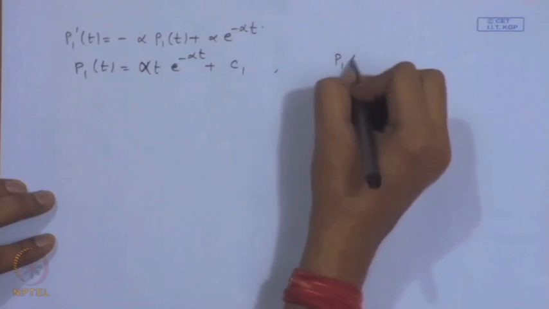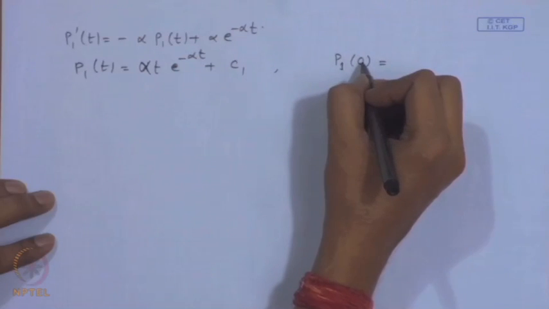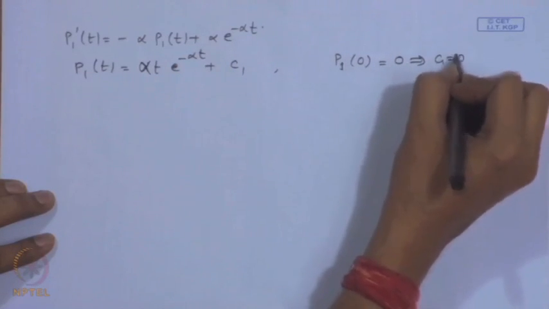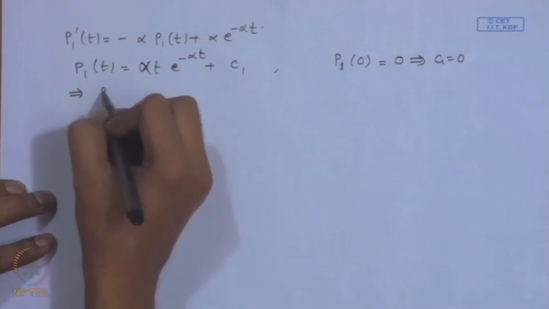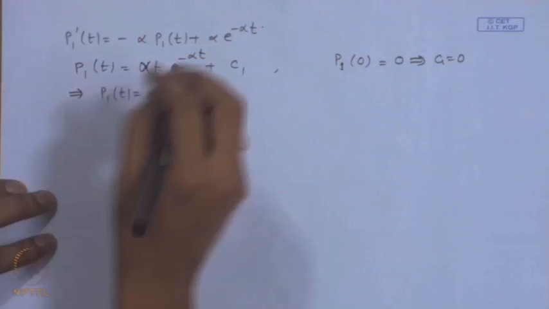Now, once again we can use the initial condition p1(0), that is the probability of a single occurrence in the interval of length 0, that will be 0. If we substitute this, we will get C1 is equal to 0. So, this means p1(t) is equal to alpha t e to the power minus alpha t.